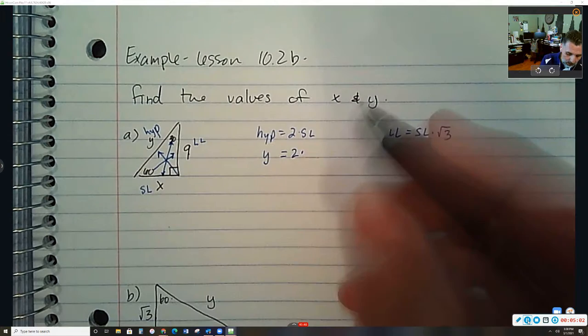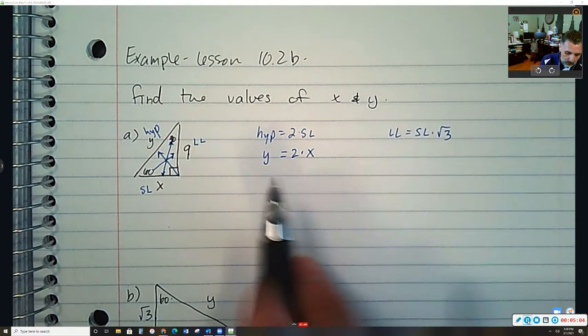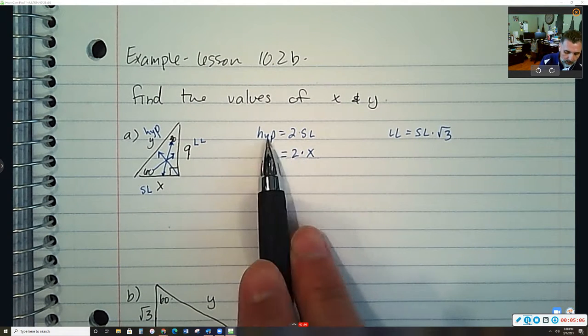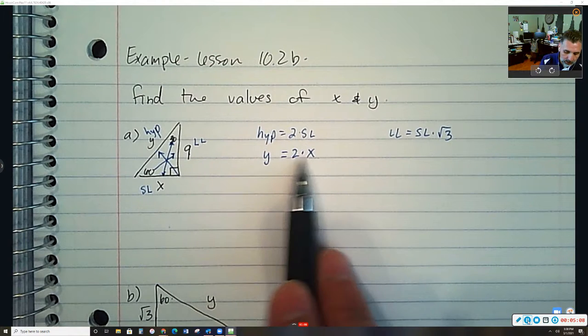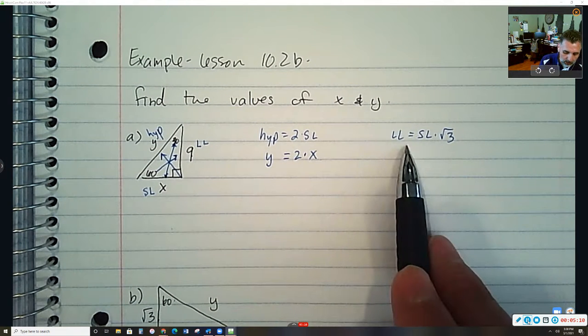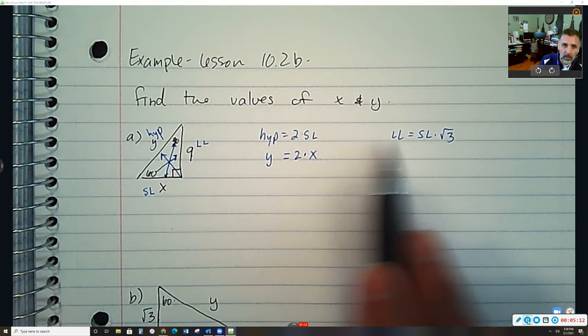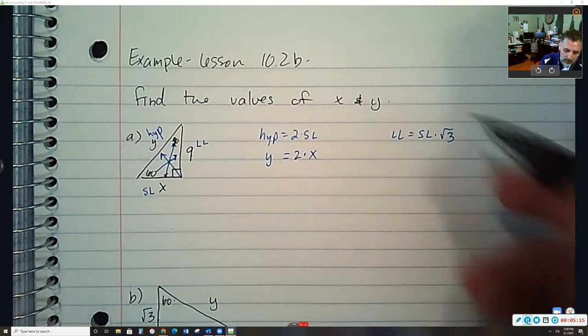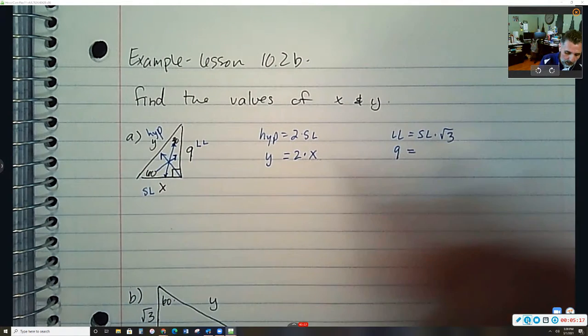And then the short leg is x. Okay, so if I substitute that information in here, I get this. I can't do anything with that yet, so I'm going to go to the next equation. So the longer leg, there's the longer leg, it's 9. Okay, and the shorter leg is x.